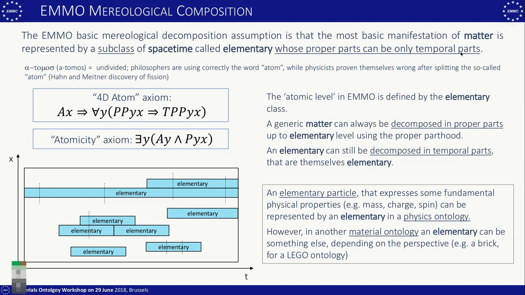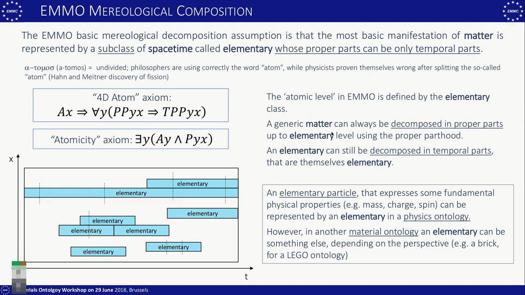It means that you cannot have space parts of elementaries. You can only have intervals of the life of elementaries, but not divide them spatially. So the atomic level, atomic in the philosophical sense, which means that atomos cannot be divided, is defined by the elementary class. This is the axiom that we use in order to define a 4D atom.